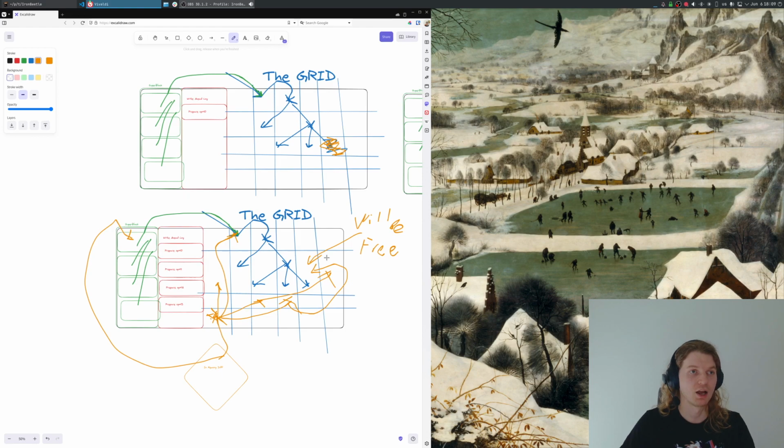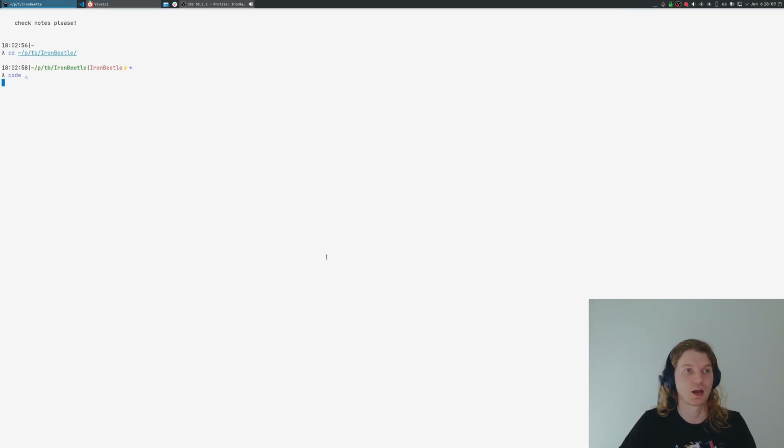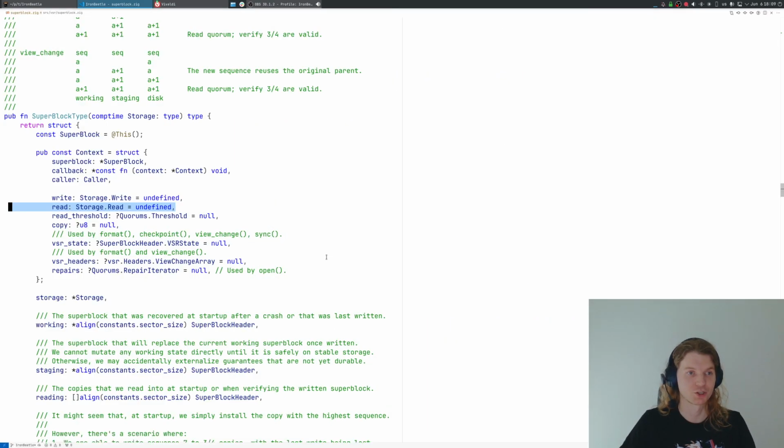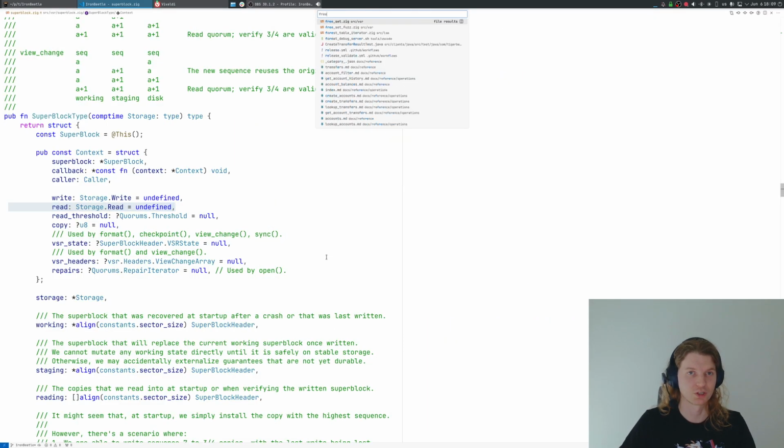Which is very, very abstract. So let's go straight to the code and see how this all actually works, because it's going to be hopefully much simpler and much more concrete. So FreeSet.